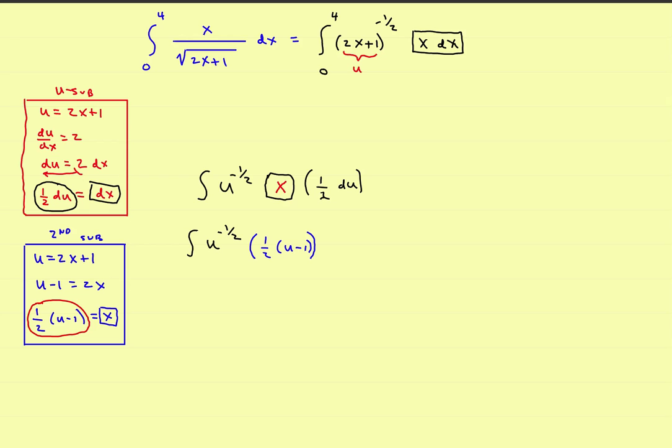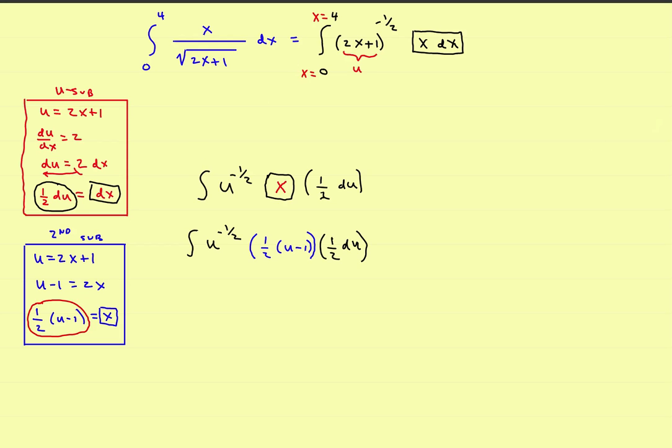Then I've still got the 1/2 du right here. So when I make my substitution, this x turns into 1/2 of u minus 1. Now let's also look at the limits on this. We're going to do exactly what we've done before. We'll have to change the limits on this one. So this goes from x equals 0 to x equals 4.